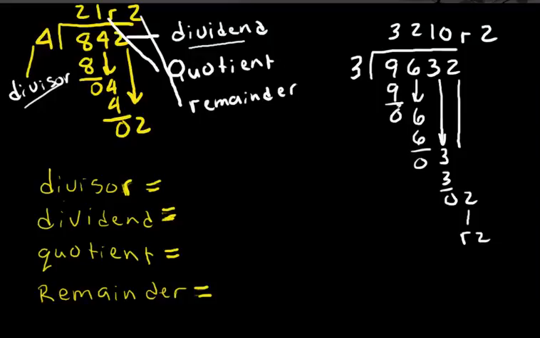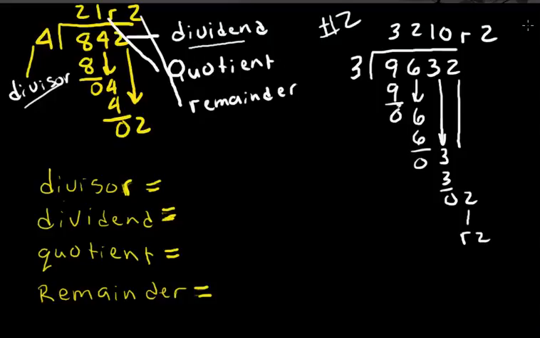For today's entry task, I've given you a problem out here. We're going to say this is problem number 2, because yesterday we did number 1. Okay, so I want you to look at the problem on the right-hand side that I've identified as number 2, and I want you to identify the divisor, the dividend, the quotient, and the remainder. I'm going to give you a minute to do that, and then we're going to come back and check and see how you did.